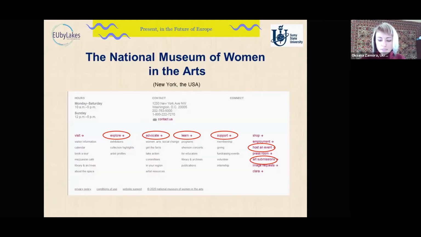Now, due to the time limit, we will go faster through the examples which I collected for your consideration. For example, the National Museum of Women in the Arts in New York. It is the only major museum in the world solely dedicated to championing women through the arts. It addresses the gender imbalance in the presentation of art by bringing to light important women artists who are working currently or who were working in arts before. On the slide, you can see the screenshot from their website where I have highlighted what they offer. They offer opportunities to explore, advocate.